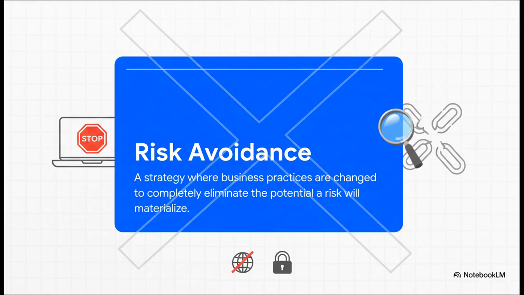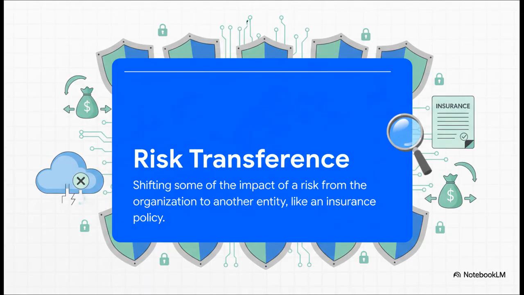Poof, the risk is gone. But, of course, so is any potential reward from that feature. Now, with transference, the risk doesn't go away. It's still there. But what you're doing is shifting the financial fallout to someone else.